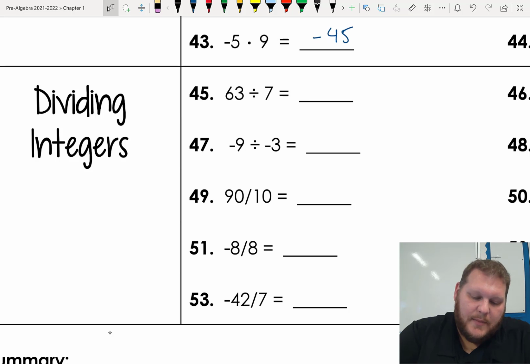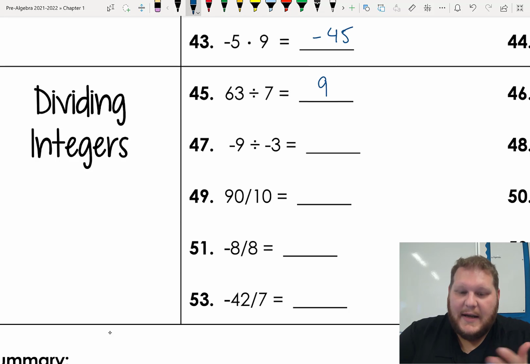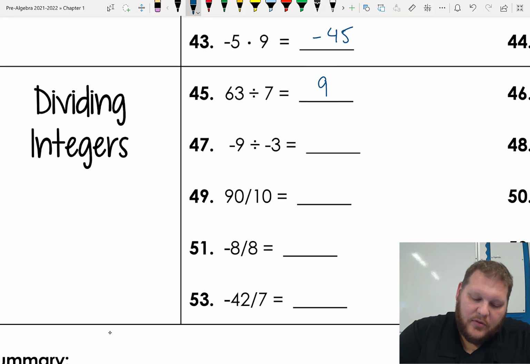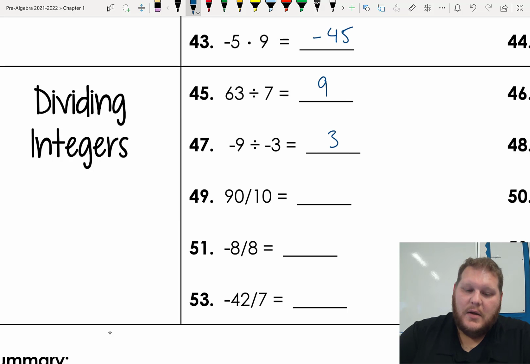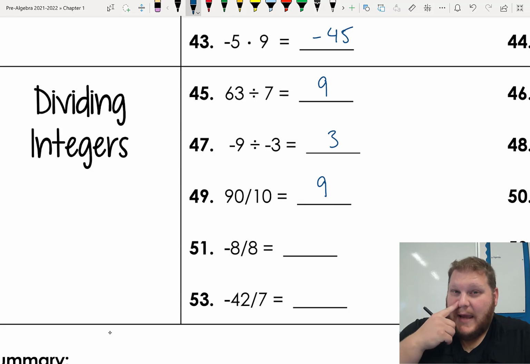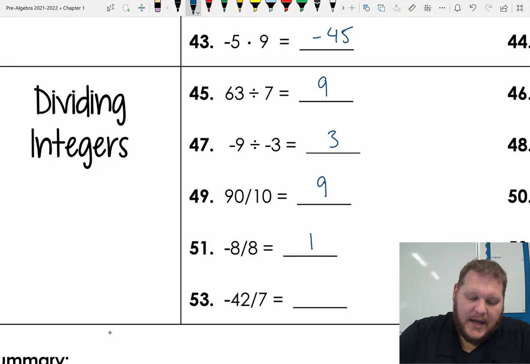So dividing 63 by 7 is positive 9. They're both positive. They stay positive. 9 divided by 3 is 3. They're both negative, so then my answer is positive. 90 divided by 10 is 9. They're both positive, so they stay positive. 8 divided by 8 is actually 1. It's a little bit tricky, but 8 divided by 8 is 1. I have the negative there up top, but not below, so my answer should be negative. And then last but not least, 42 divided by 7 is 6. One of them is positive, one of them is negative, so my answer should be negative.